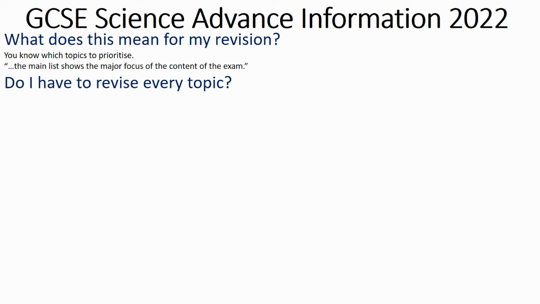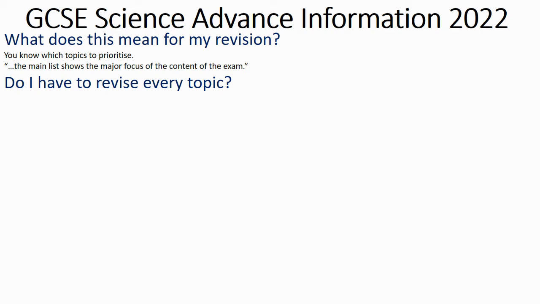Now, there's another added complication, that some topics are required in order to understand topics that are listed, even if those topics themselves are not in the advanced information. So let me give you a really, really obvious example. Nowhere in the advanced information does it say you need to be able to add, subtract, multiply, but clearly that information is needed to be able to do any maths question in the biology, chemistry, or physics papers.